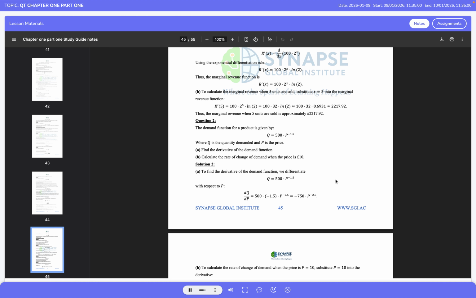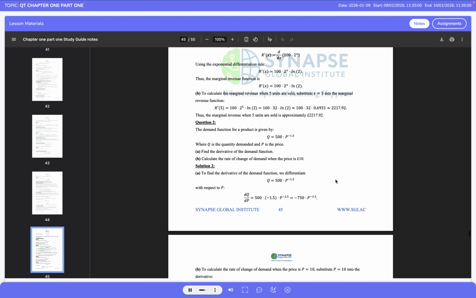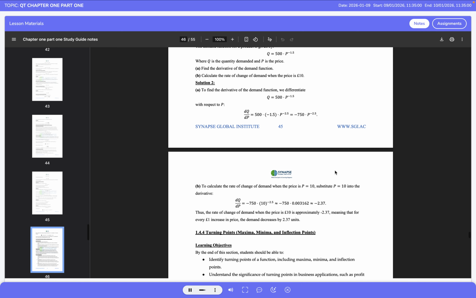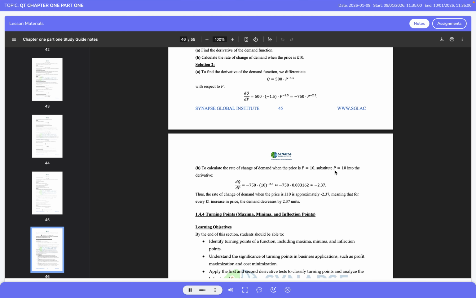To find the rate of change of demand with respect to price, we differentiate with respect to p. The derivative is negative 750 multiplied by p raised to the power negative 2.5. To find the rate of change of demand when the price is £10, we substitute p equals 10, giving negative 750 multiplied by 10 raised to the power negative 2.5.